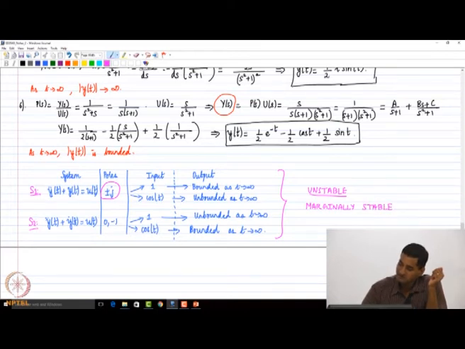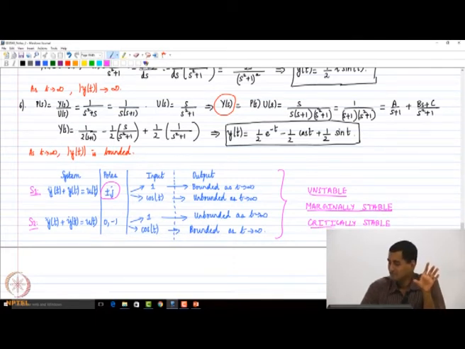marginally stable or critically stable. Okay, that is, the output is bounded for all possible bounded inputs except one set, right? Okay, so that is why people call it as marginally stable or critically stable.